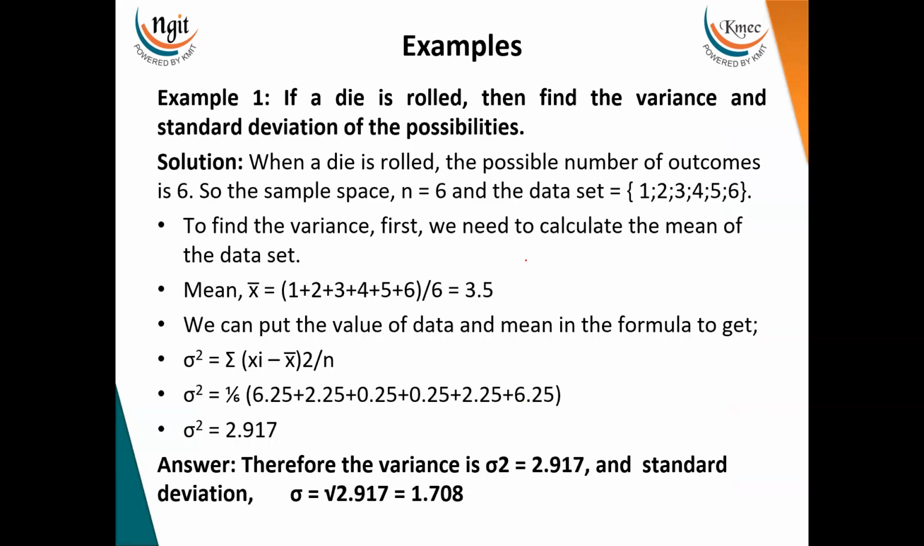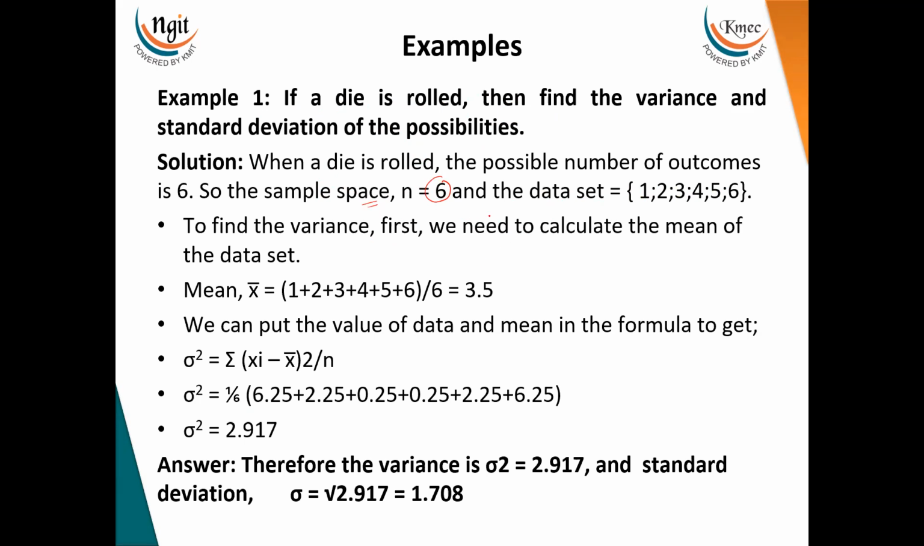Let me explain how we are going to find the variance and standard deviation of a given set. Here, just see the example. If a die is rolled, then find the variance and standard deviation of the possibilities. Let us see the solution. When a die is rolled, we know that the number of possible outcomes is 6, that is 1 to 6. So the sample space is given by n equal to 6, and the data set is 1, 2, 3, 4, 5, 6. Why? Because the numbers go from 1 to 6. That is, we have 6 outcomes.